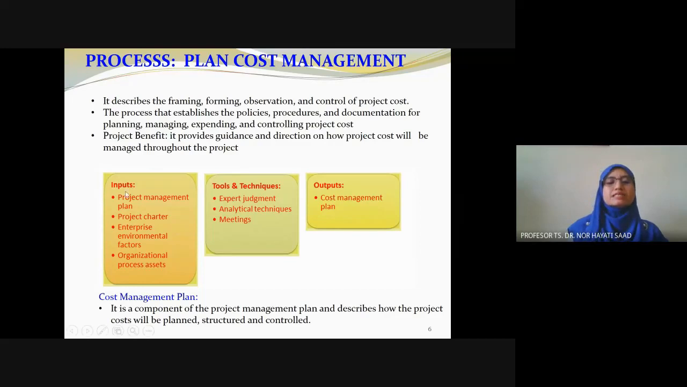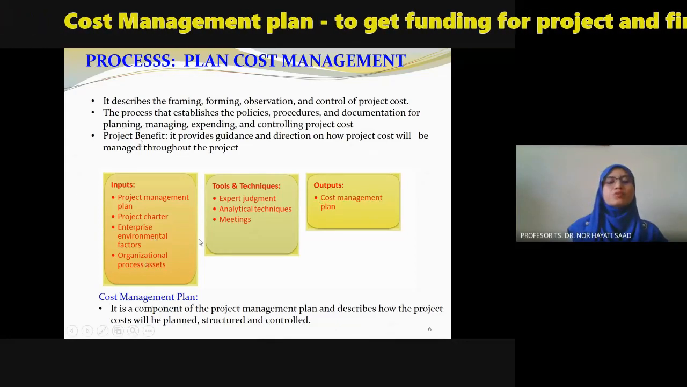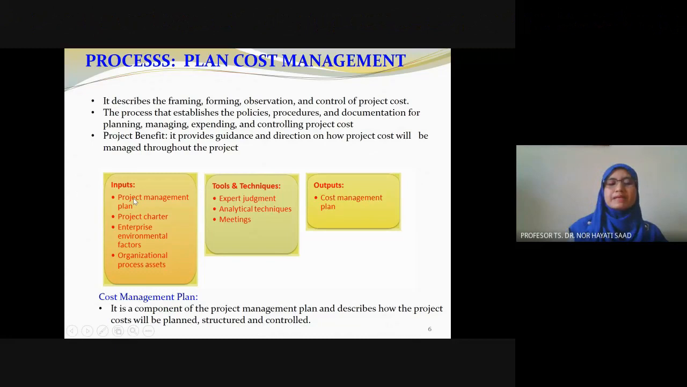So it is a component of the project management plan and describes how the project cost will be planned, structured and controlled. The input we need is the project management plan, the entire plan of the project, including the scope baseline, the detail of the project. Originally we already have the project charter. The output is the cost management plan.